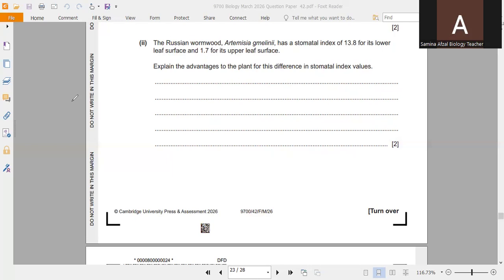The lower epidermis receives direct sunlight and heat less, keeping temperature lower and reducing water loss via evaporation. And it will be easy for maintenance of gas exchange because it allows sufficient intake of carbon dioxide for photosynthesis while conserving water, especially during hot or high light conditions. So these two advantages can be written over here as I am going to write.